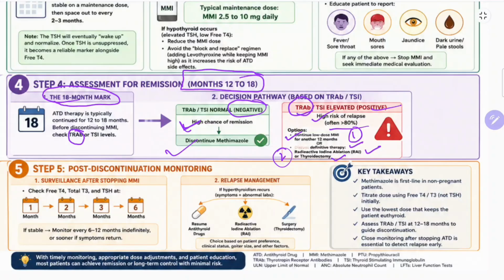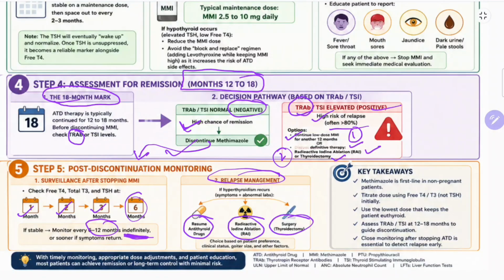So that's the thing. Now, even after discontinuing, monitor the patient. Surveillance should be done at first month, second month, third month, then 6 months, then every 6 to 12 months for life. So if the patient relapses, what will you do? If the patient relapses, again there will be 3 options: resume the anti-thyroid drugs, or the patient can take radioactive ablation, or the patient can undergo surgery, depending upon the thyroid status and depending upon the patient's options.